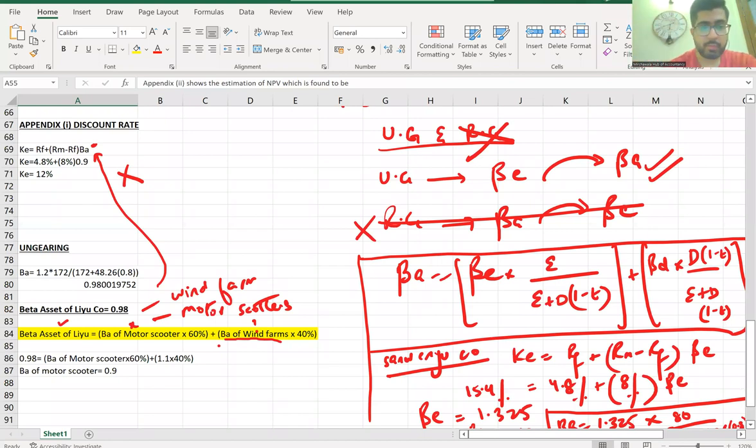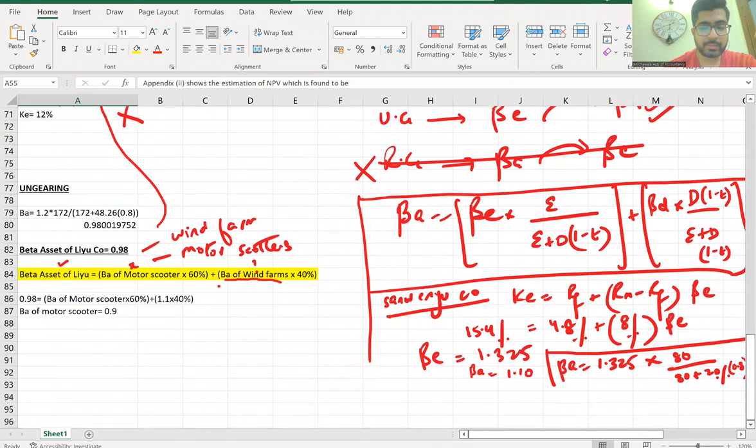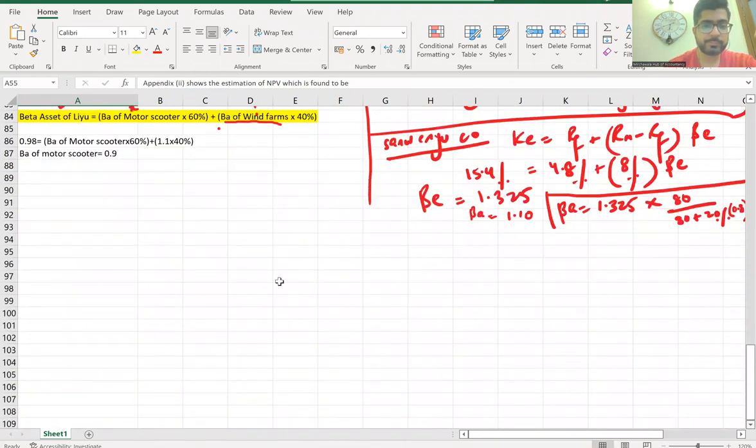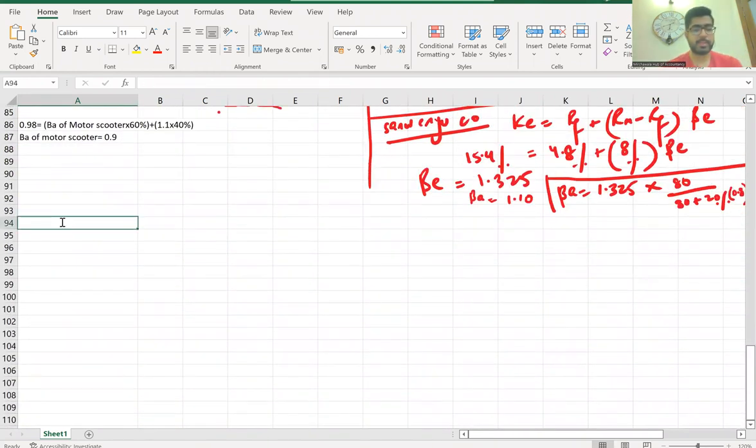Okay. Now we'll move towards appendix two, that is finding the NPV of the project.